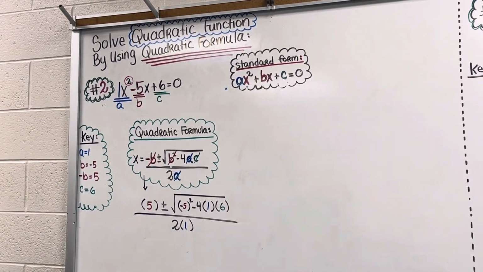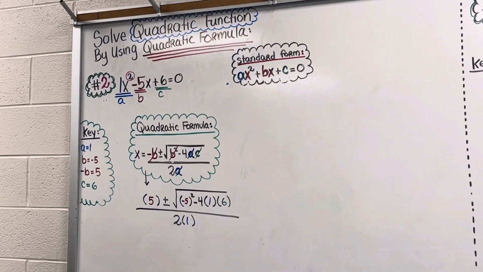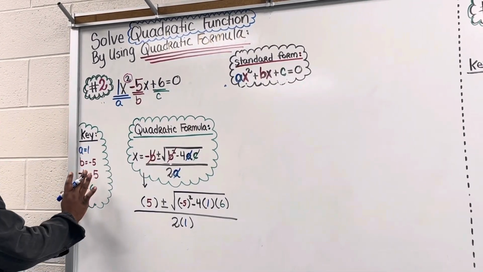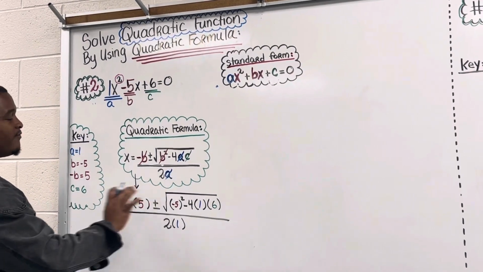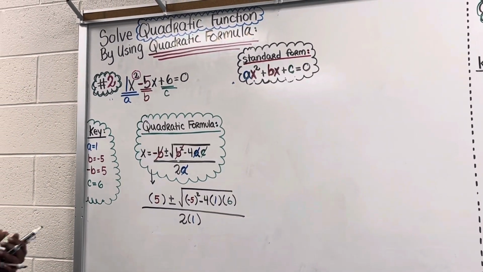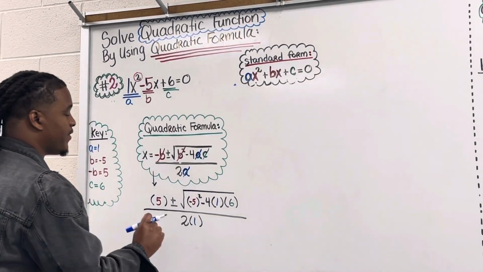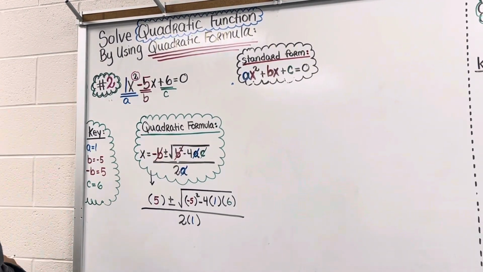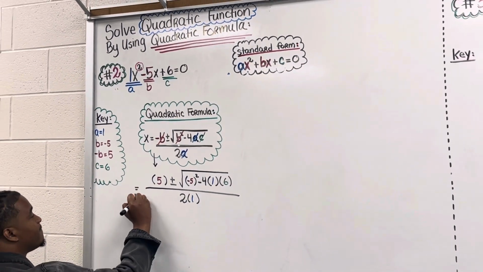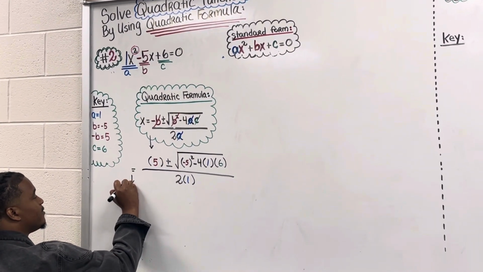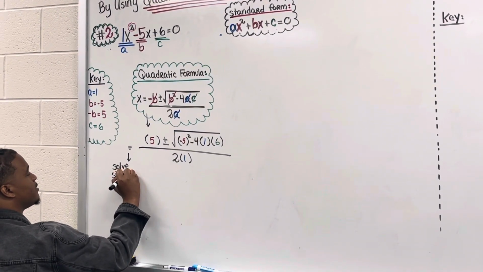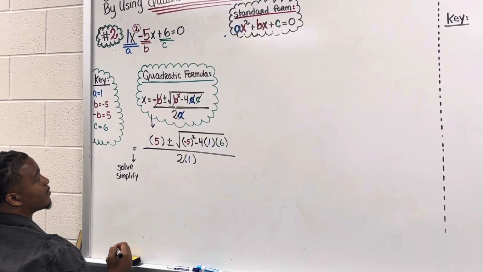So we actually did the most important step within this process, which is identifying the values, okay? And then actually plugging in the values where they go. If you do not plug in the values correctly, you will get the wrong answer. So this is a very, very important step, okay? So now, all we have to do is actually solve and simplify. That's all we're doing moving forward, okay?